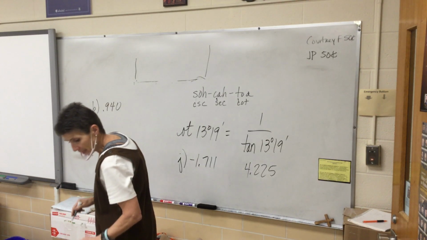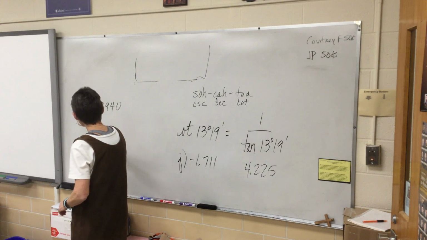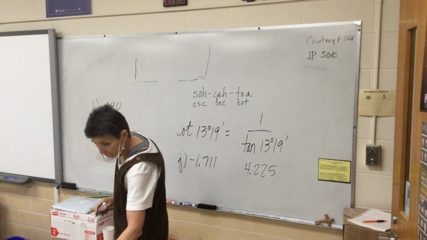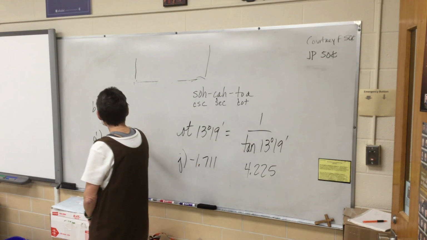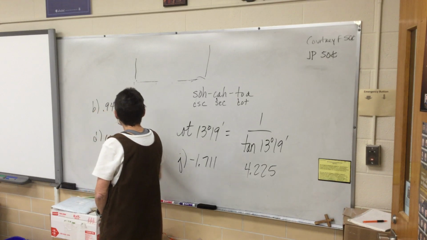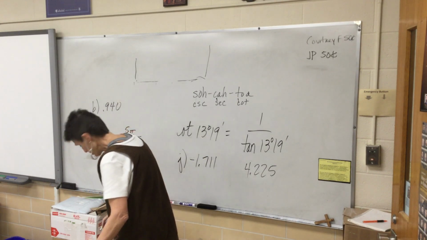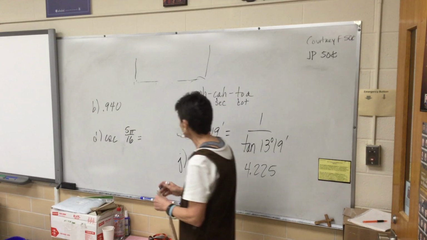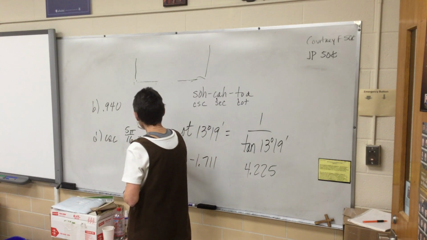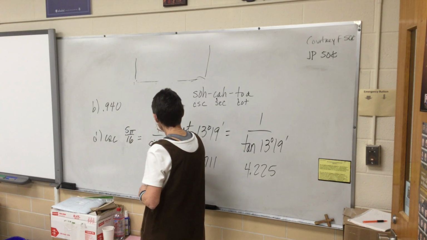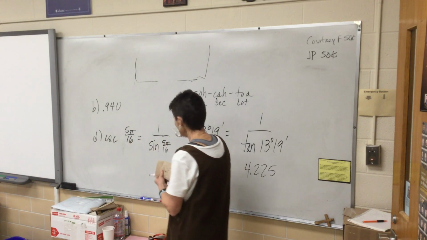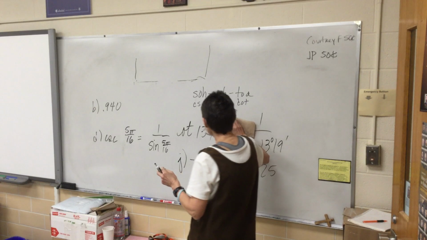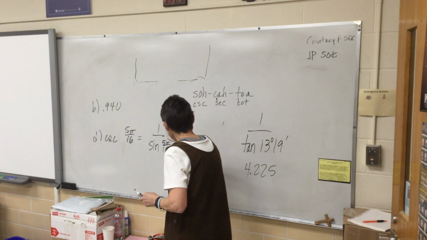All right, now we've got D is cosecant 5 pi over 16. So you would do 1 divided by sine. Exactly. It doesn't make any difference whether you're in degrees or radians. To get a cosecant, you have to do 1 divided by sine. I know that looks kind of scary, but you're just typing it in, so it doesn't really matter what it looks like.